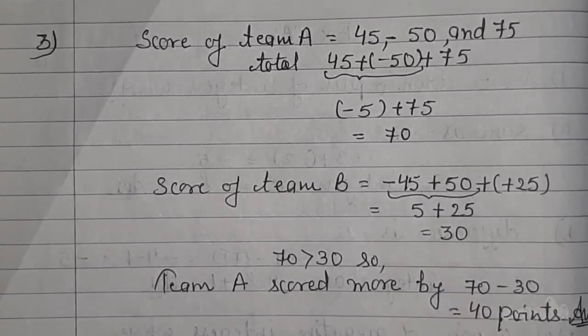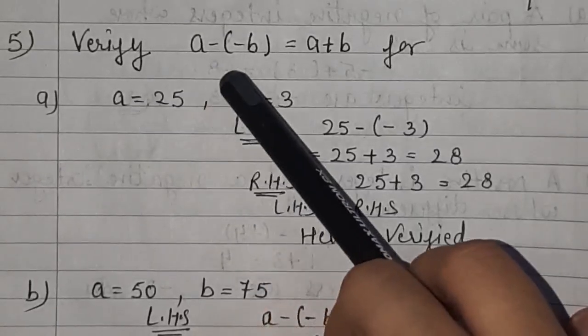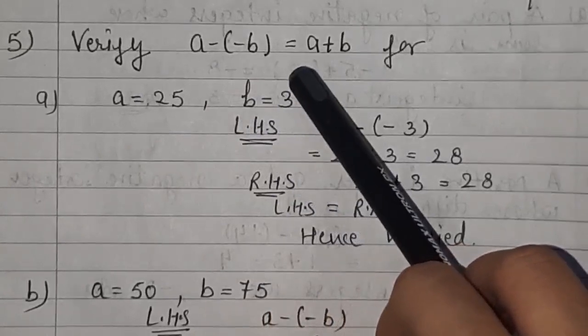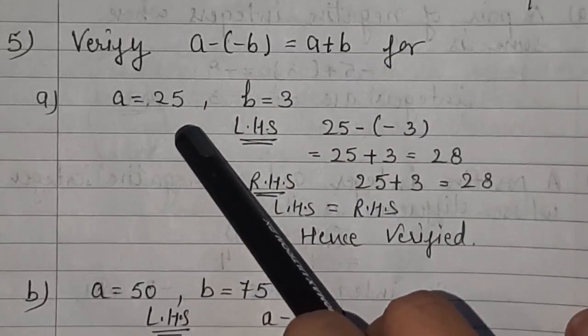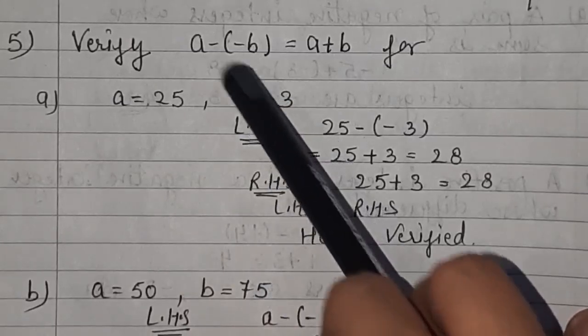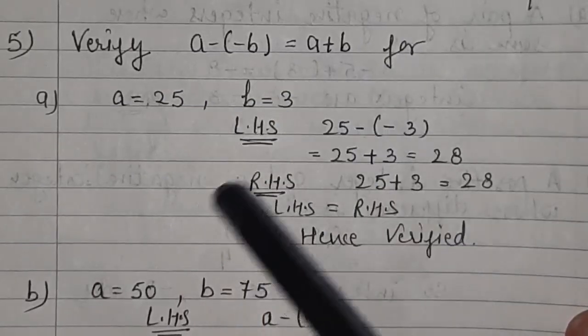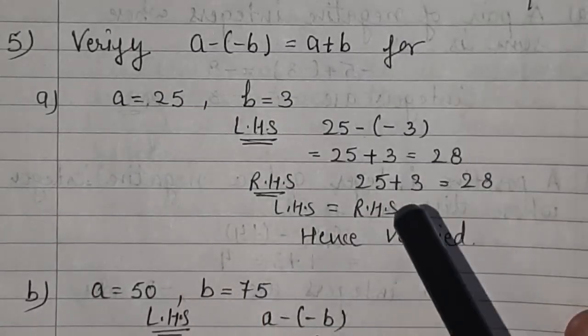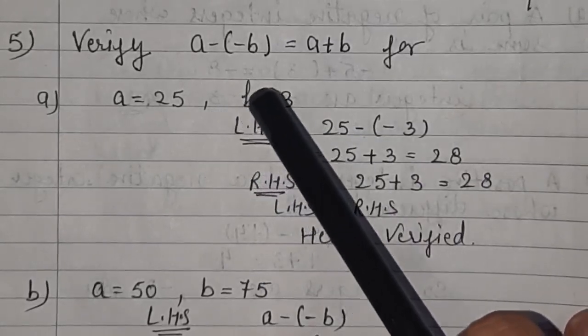Hope it is clear to you. Now come to sum number 5. Verify A minus (minus B) is equal to A plus B for A equals 25 and B equals 3. In that type of case, when we have to do any verification, we will take the left hand side and right hand side separately.